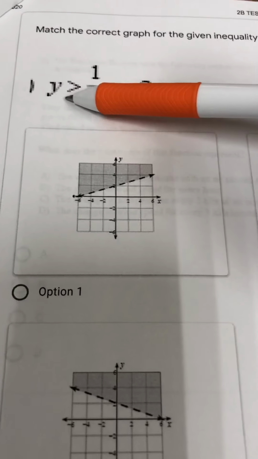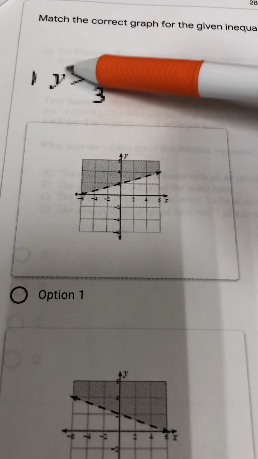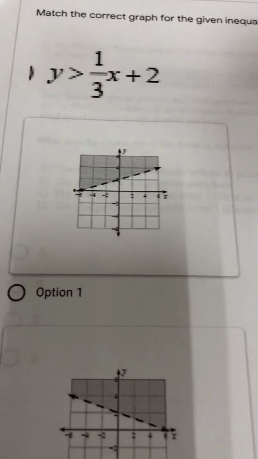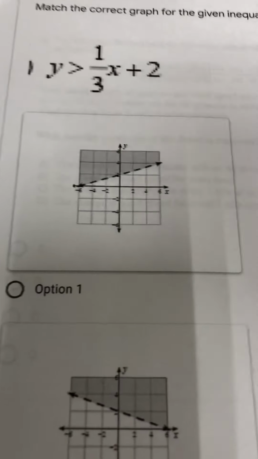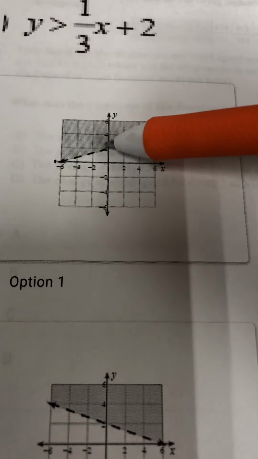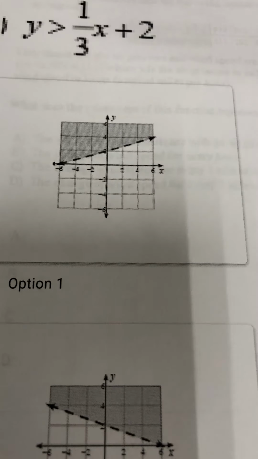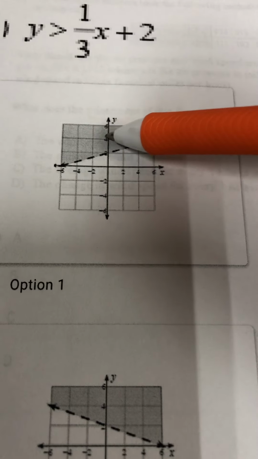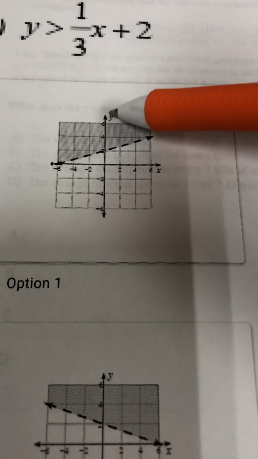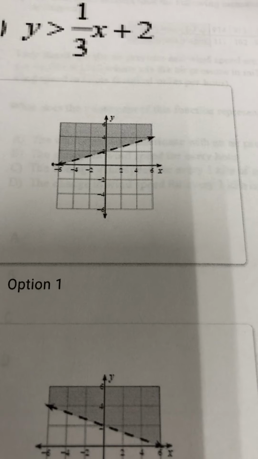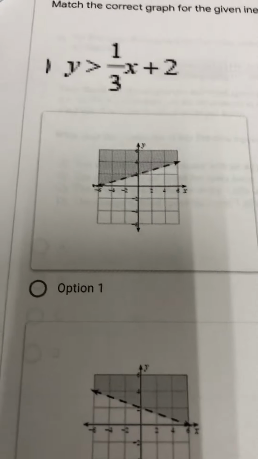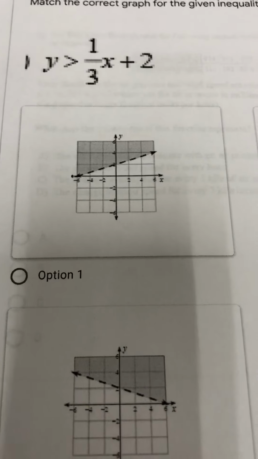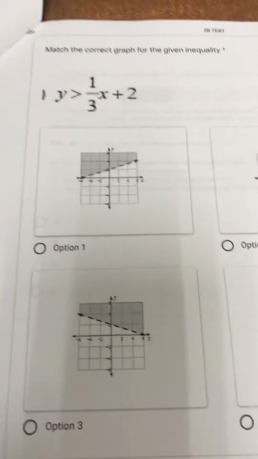And then everything is shaded above the line because, for instance, if you look at this one, it's got to be above the line because y is greater than. So all of these values are greater than in the y-axis. Okay? So that's just an example there. So either option 1, 2, 3, or 4.